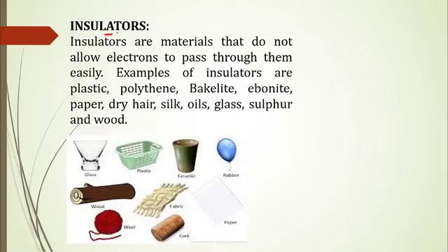On the other hand, insulators are the opposite of conductors. Insulators are materials that do not allow electrons to flow through them. They do not allow electrons to pass through them easily. We have examples of things like plastic, polythene, bakelite, ebonite, paper, dry hair, silk, oils, glass, sulfur, and even wood.